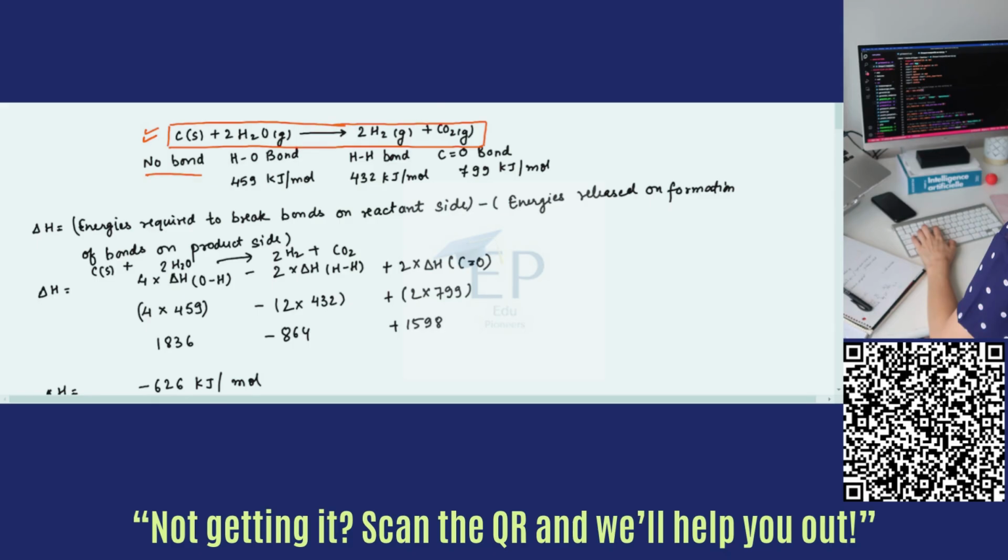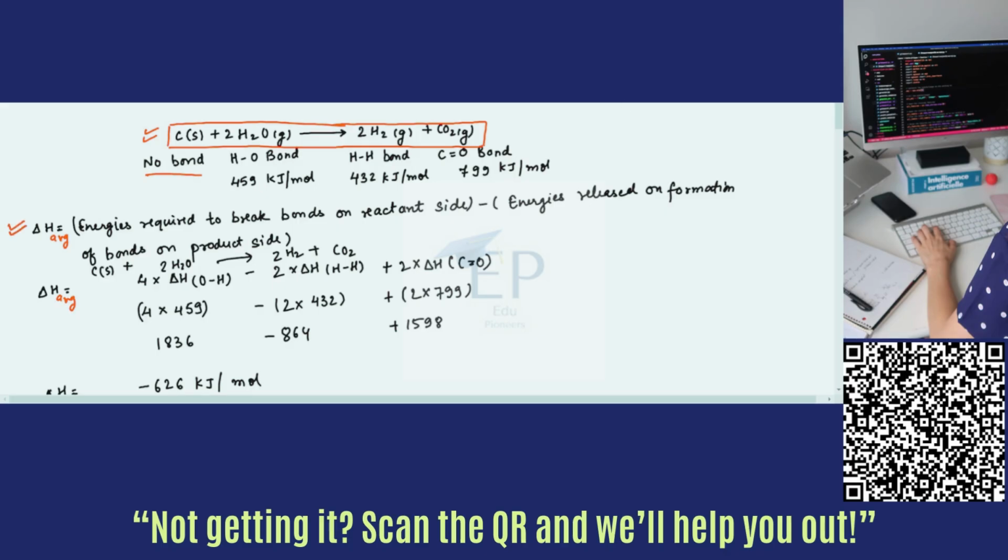Here we can write the bond energies, and that ΔH is nothing but the average. So ΔH average is given by energy required to break bonds on the reactant side minus energy released on the formation of bonds on the product side. So remember this. This is very important.